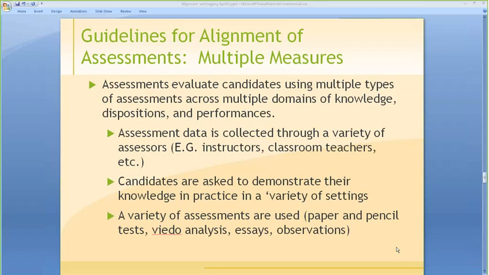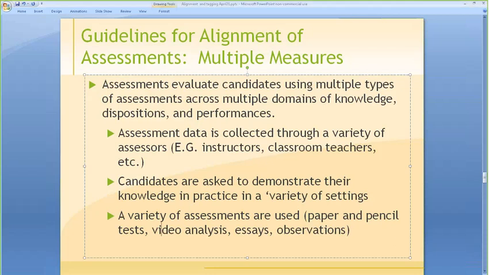I can't stand the fact that there's a typo here, so I'm going to take care of it. Okay, there we go. So this particular guideline talks about multiple measures, and that's kind of the conversation we were just having about having 2 or more assessment items to submit for a particular component. So you want to evaluate your candidates using multiple types of assessment across multiple domains.